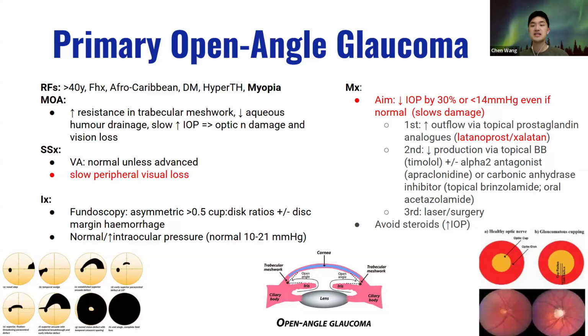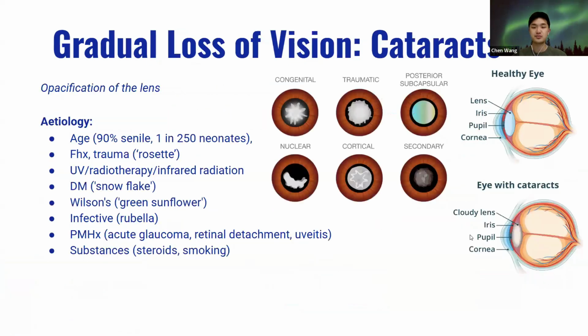For the management, really the IOP is the only modifiable risk factor we have. So all of the medications try to reduce the IOP. You might start with a topical medication, maybe a topical prostaglandin analog, and then you might add another agent. And you really want to try to avoid steroids, which can lead to increased intraocular pressure and contribute to the pathogenesis of glaucoma in the first place.